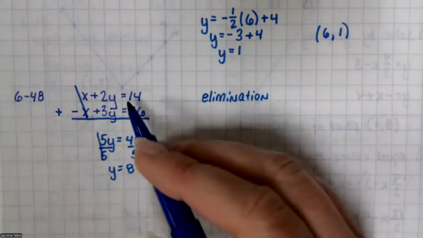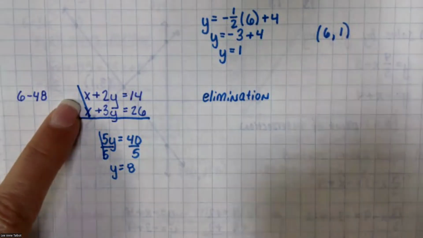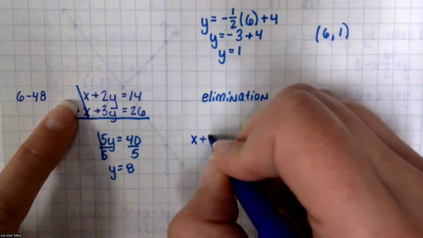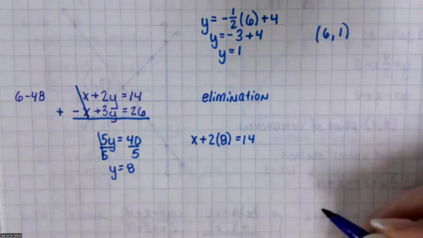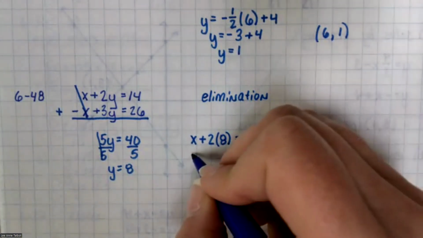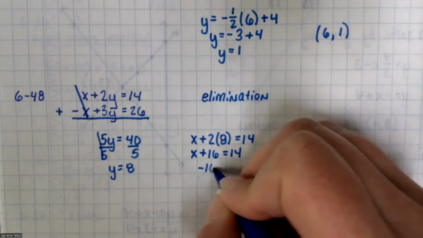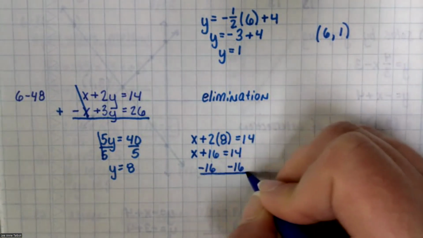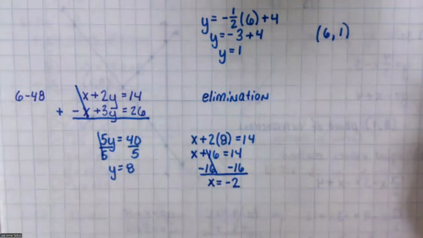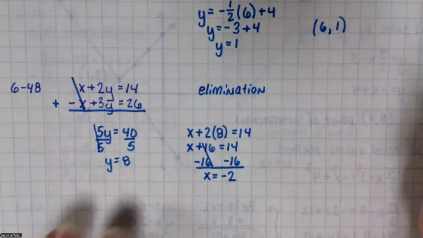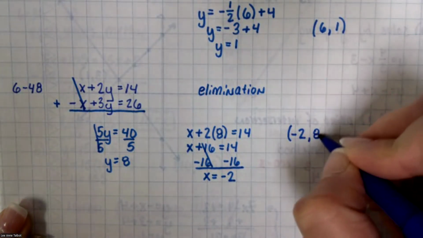Okay, now I'm going to choose the top one to plug it back into because it doesn't have the negative x. So x plus 2 times 8 equals 14. The only thing I have to say on this one is just be careful on your final answer that the x comes first and then the y.